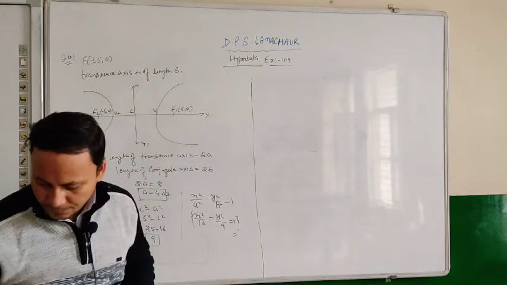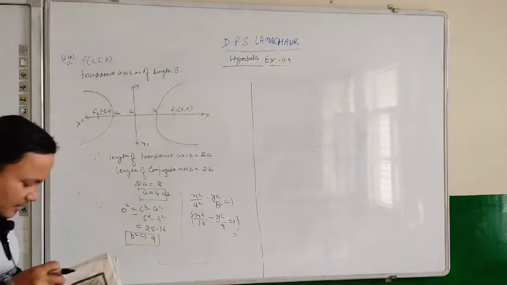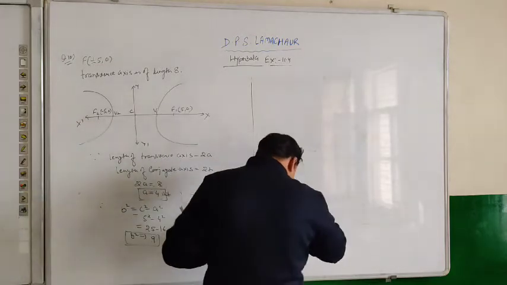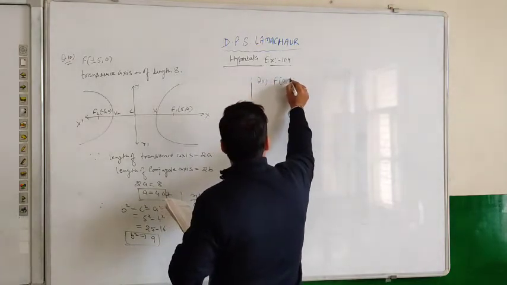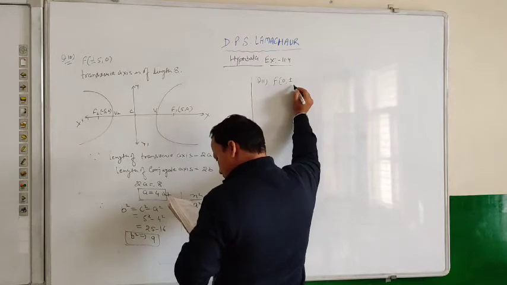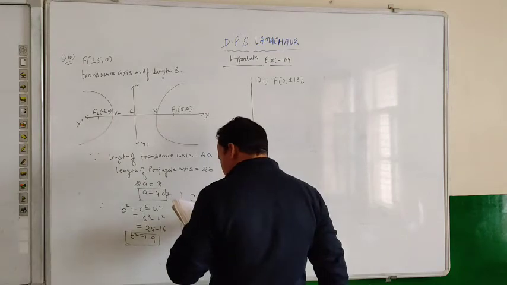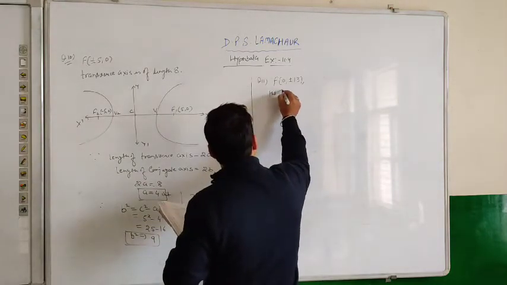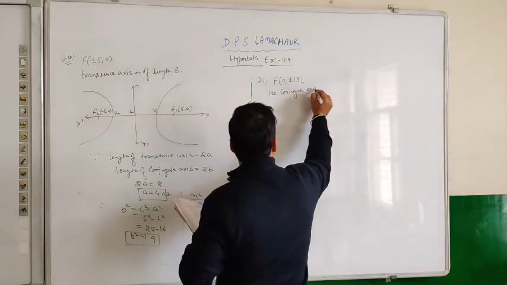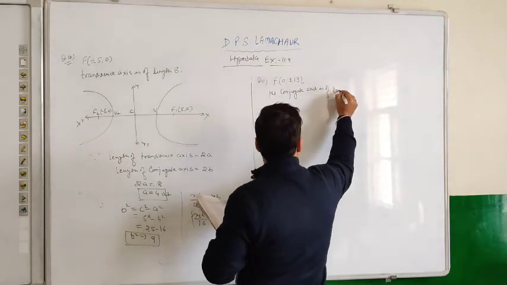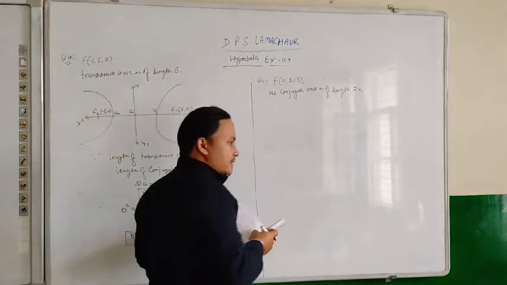Okay, next question. Question number 11. Focus is given as 0 comma plus minus 13. And what else has been given? The conjugate axis is of length 24. So, what have we been given here?